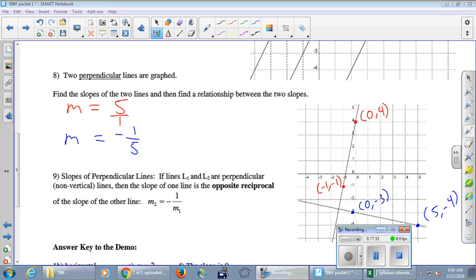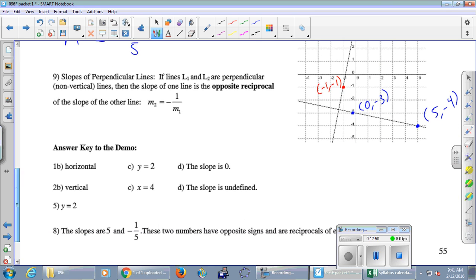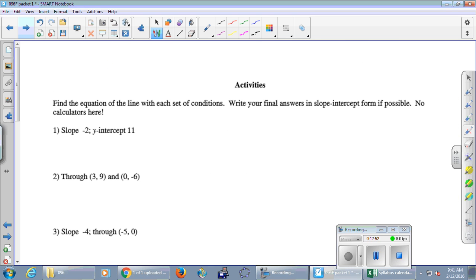So here's our conclusion, number 9. If 2 lines are perpendicular and not vertical, that's me getting rid of the special case, then the slope of one line is the opposite reciprocal. 2 pieces. Opposite means change the sign. Reciprocal means flip the fraction. So you are going to get practice in the activity.